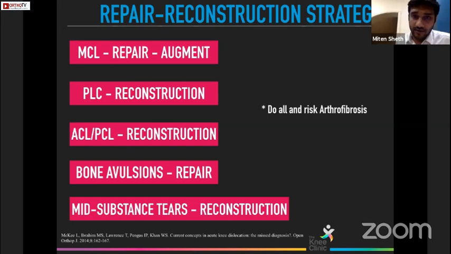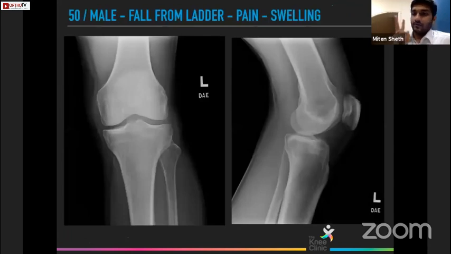If you do all of it, you're going to risk arthrofibrosis, and if you do less, you're going to risk instability. So we come to those two situations that are very frequent in routine practice, and most of the time nothing is being done about them. So this is how you should think about these two situations.